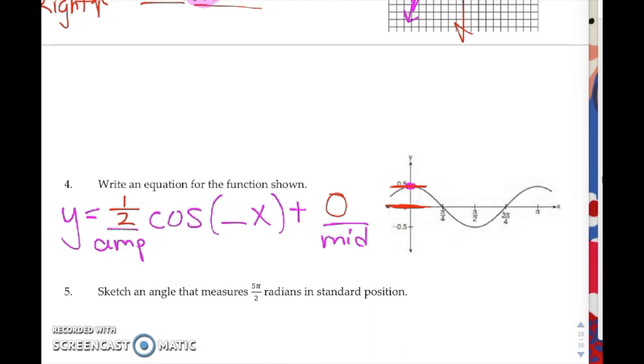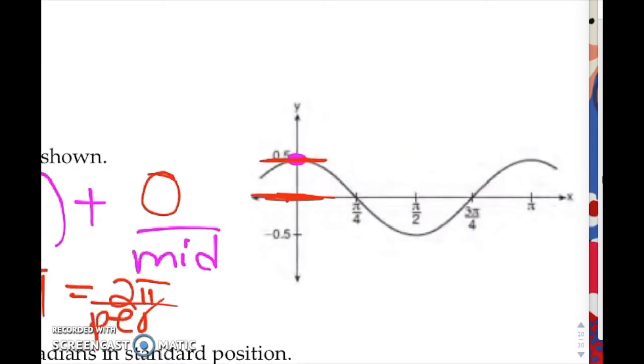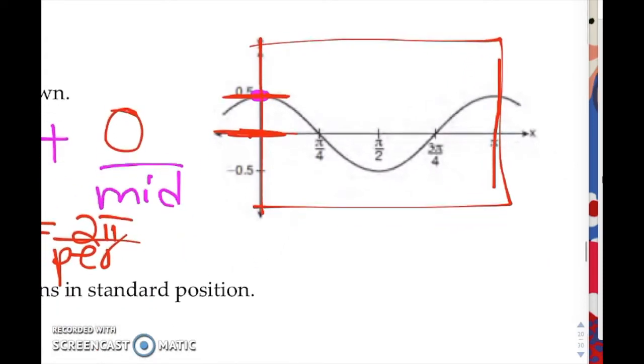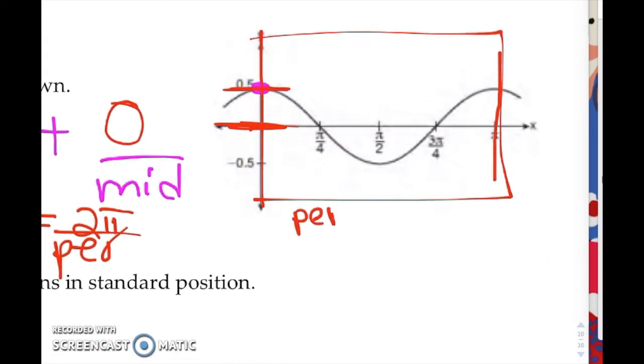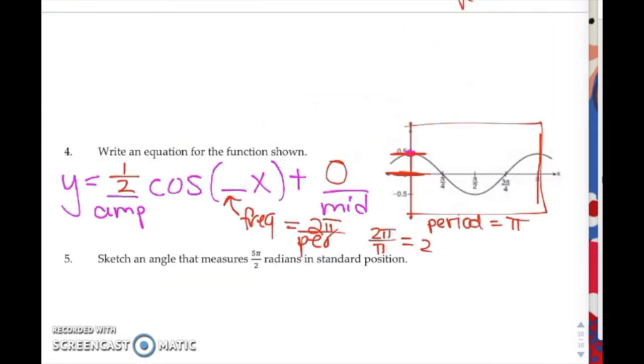And what is the b value? Now remember, that's the frequency, which is 2 pi over the period. So looking at this graph, from 0 to pi is the length of one wave, right? So the period of this graph equals pi, because that's one wavelength, right? And so this is going to be 2 pi over pi. And so that value will be a 2.